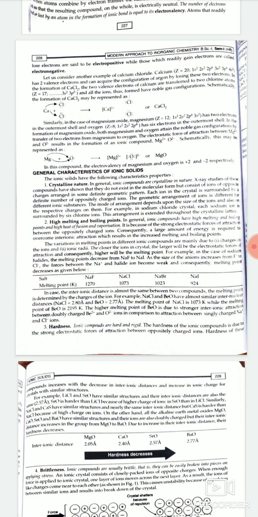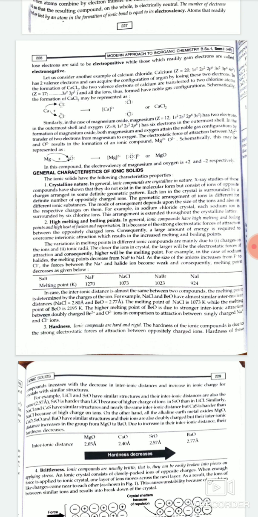Let us consider another example, calcium chloride. Calcium, Z equal to 20, 1s2, 2s2, 2p6, 3s2, 3p6, 4s2, has two valence electrons and can acquire the configuration of argon by losing these two electrons. In the formation of CaCl2, the two valence electrons of calcium are transferred to chlorine atoms, Z equal to 17, that is 3s2 and 3p5, and all the ions thus formed attain noble gas configurations. Schematically, the formation of CaCl2 may be represented as.